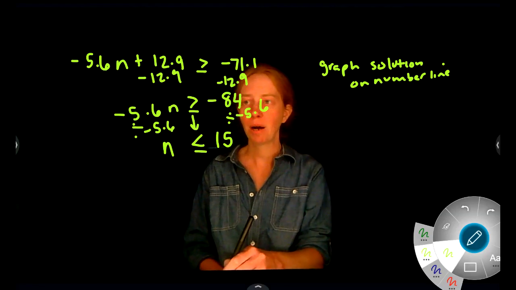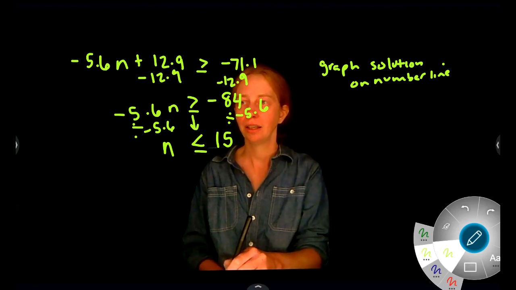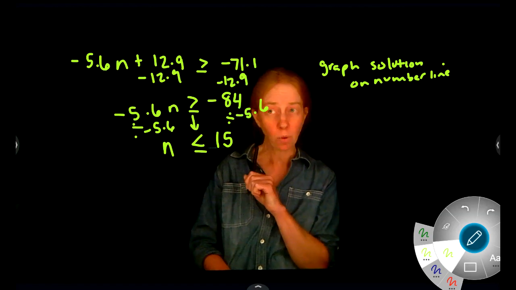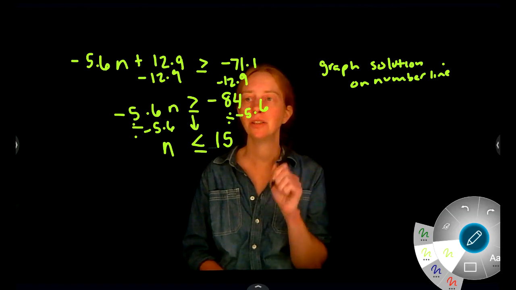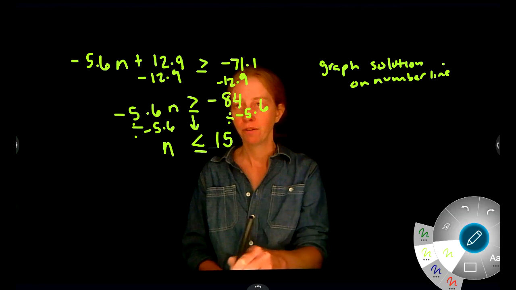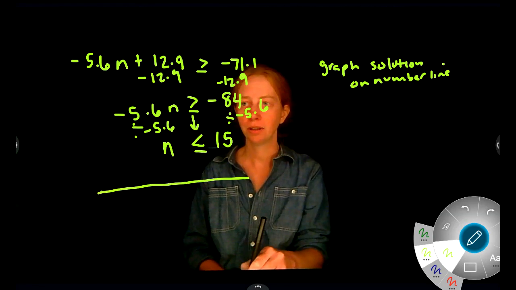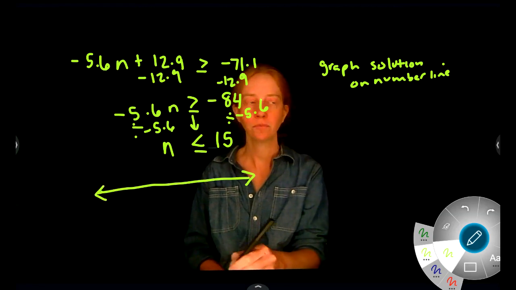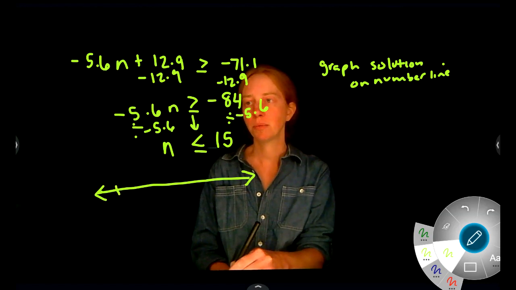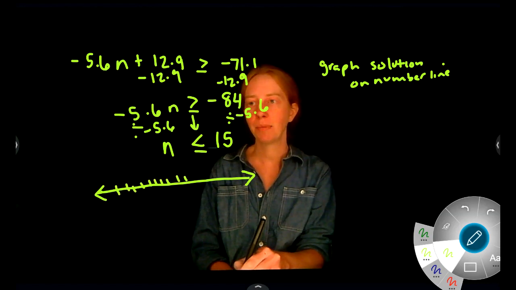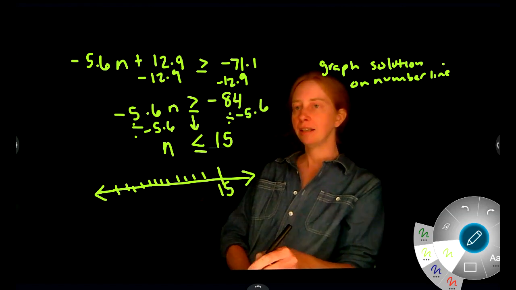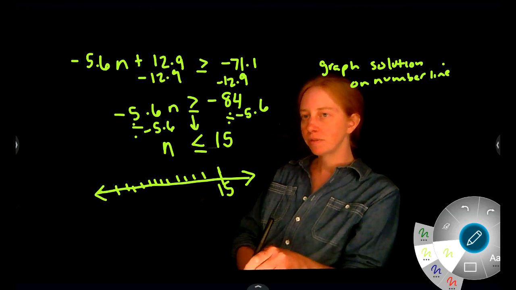So now we're going to talk about what we're doing with that number line. And I'm also going to, as a bonus, remind you what set notation looks like. So first, we're going to draw our number line. We have a bunch of numbers on it, and really the only one I care about is the 15. I don't care about anything else, just the 15. And n is less than or equal to 15.